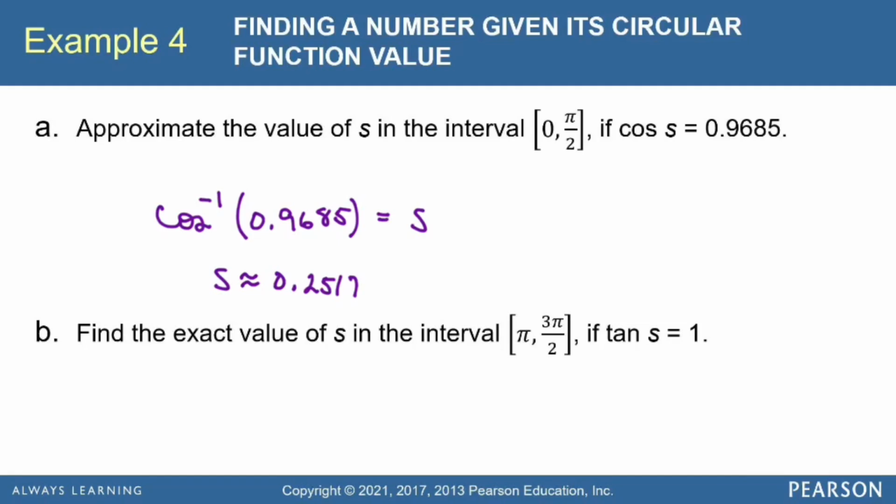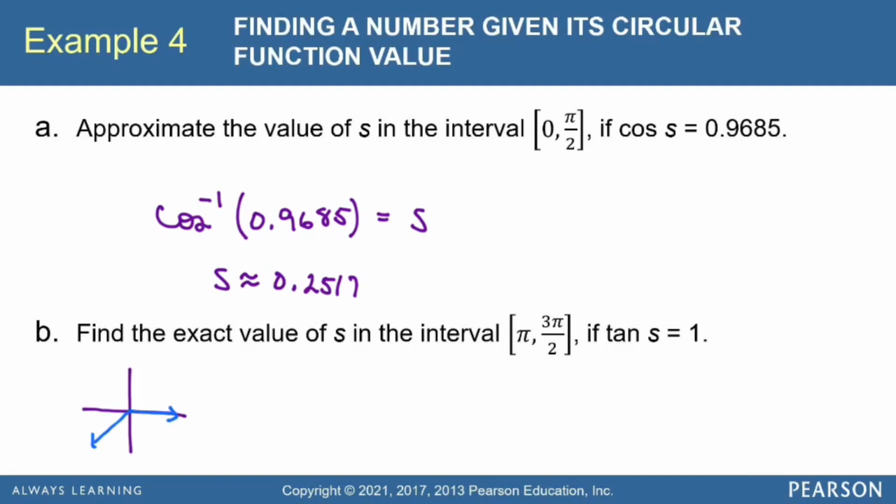Now in part B, we're asked to find the exact value of s in the interval from pi to 3 pi over 2 if the tangent of s is 1. Okay, so the word exact is kind of a clue to us that we will not be relying on our calculator here. We'll be using reference angles. And the interval here, notice, goes from pi to 3 pi over 2 radians, but in degrees that would be 180 to 270 degrees. So we're looking for an angle in the third quadrant.